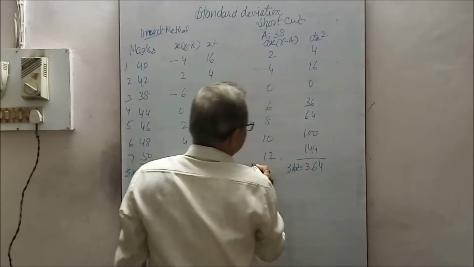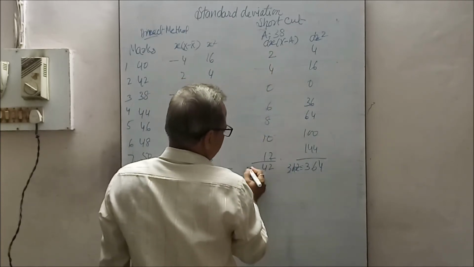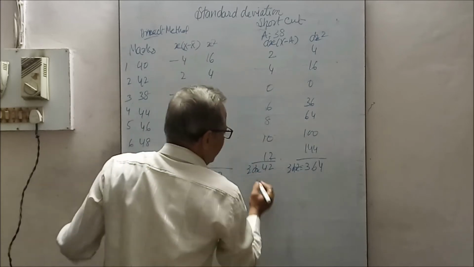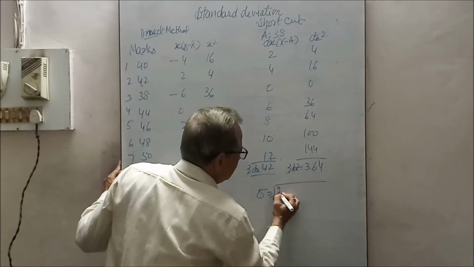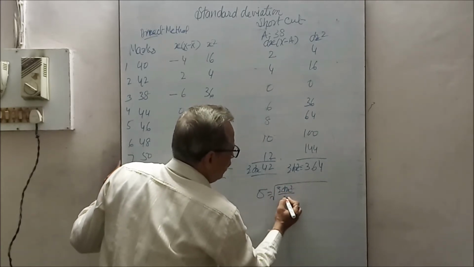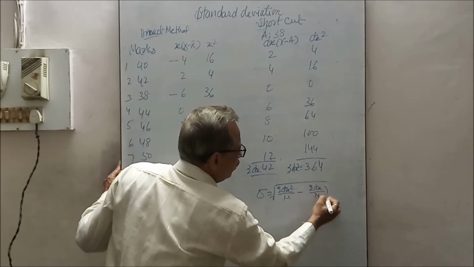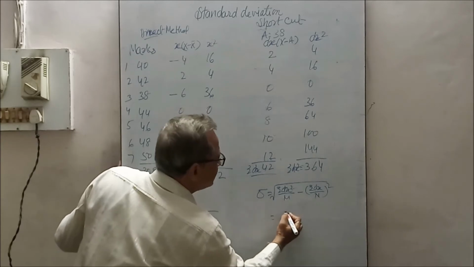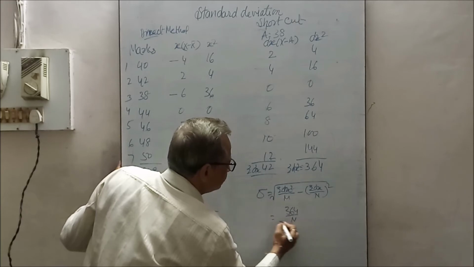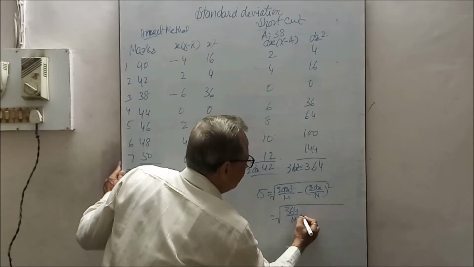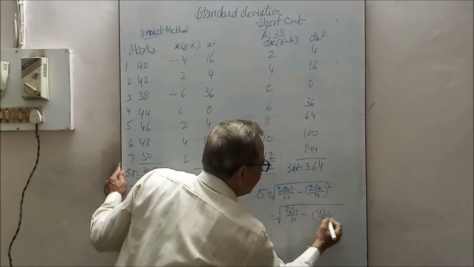Dx square, this is the dx. Now the formula is standard deviation equal to under root of dx square upon n minus dx upon n whole square, that is 364 upon n minus 42 upon 7 whole square.